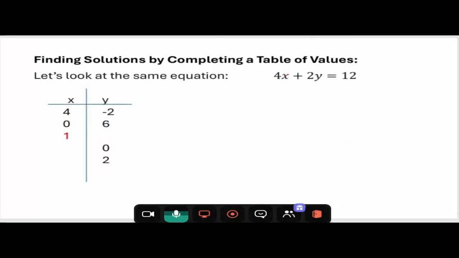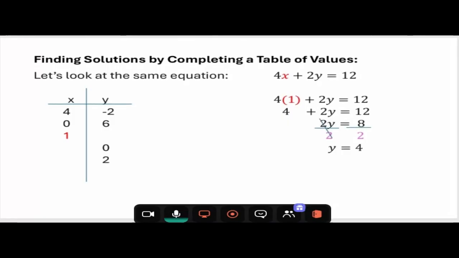Let's try the same thing with the 1. I simply put the 1 in for x, and then I solve the equation for y. 4 times 1 is 4. I'm going to subtract 4 from both sides. You can see I'm skipping those steps a little bit here, but there in the middle, if you want, is a step that says 2y equals 12 minus 4. A plus 4 on the left became a minus 4 on the right. Divide both sides by 2 to get the y by itself. 8 divided by 2 is 4.